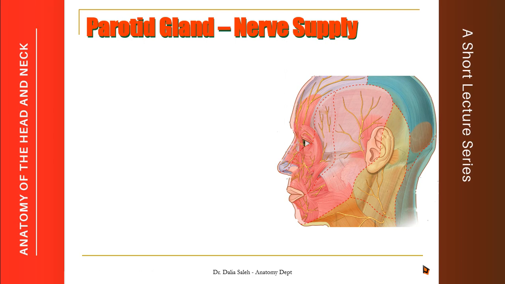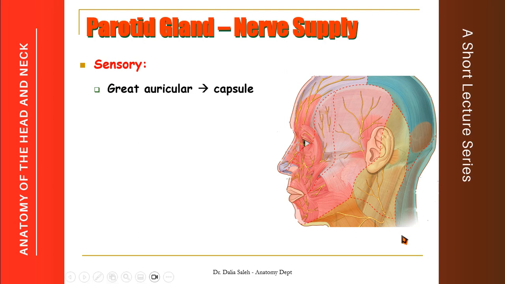For the nerve supply of the parotid gland, first we have the sensory innervation. The capsule of the parotid gland and the fascia overlying it is supplied by the great auricular nerve, which is a branch of the cervical plexus, comes from the neck, winding at the posterior border of the sternomastoid, reach here upward at the angle of the mandible, and supplies the skin over this region and also the fascia overlying the parotid gland and its fibrous capsule.